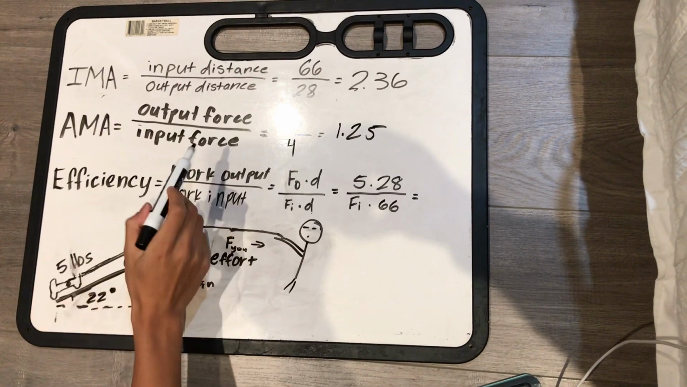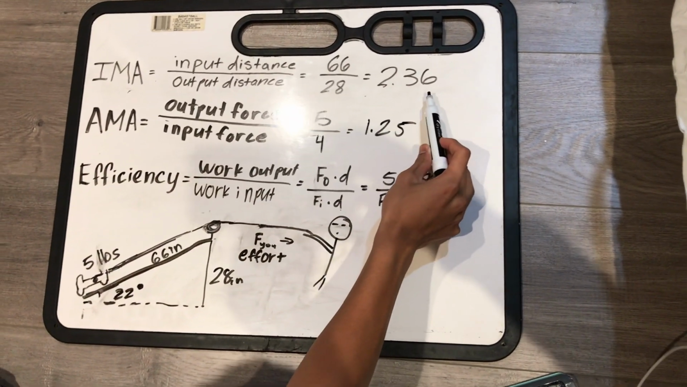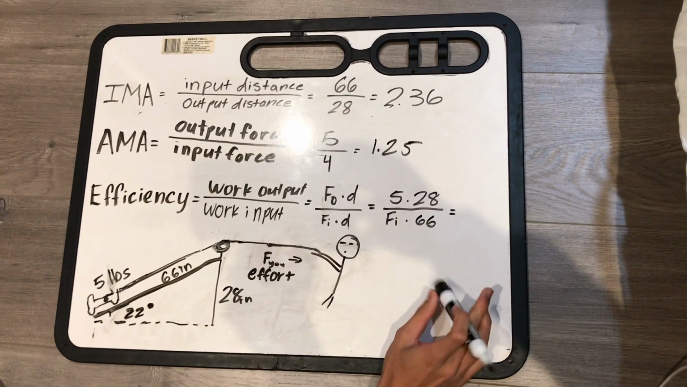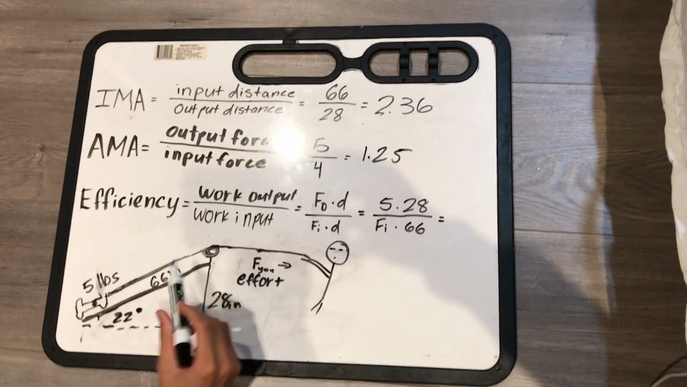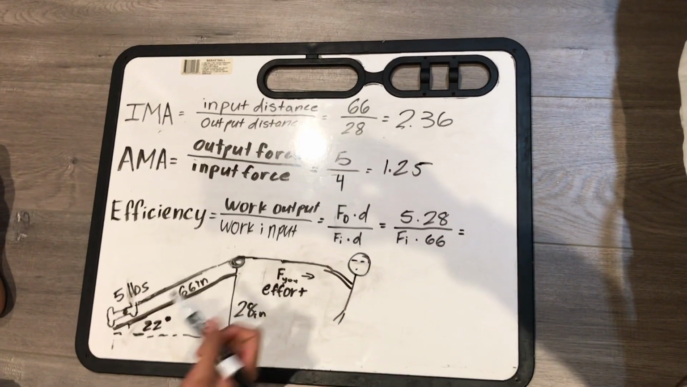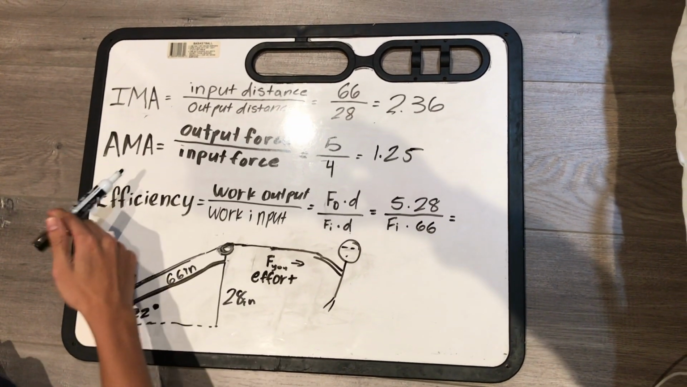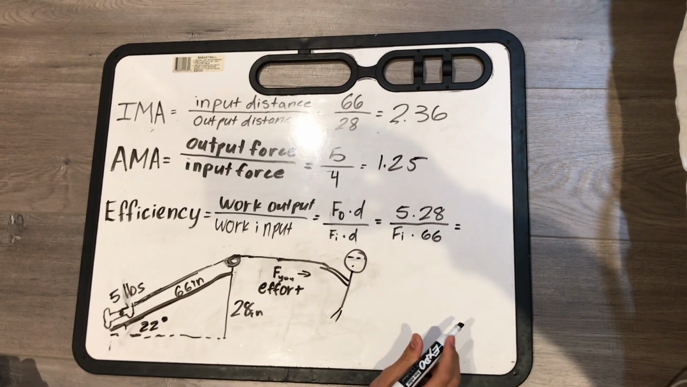So as you can see, the actual mechanical advantage is a lot less than the ideal mechanical advantage, because the actual includes friction, and since our surface was wood, it had a lot of friction. So actual mechanical advantage will always be less than ideal mechanical advantage.